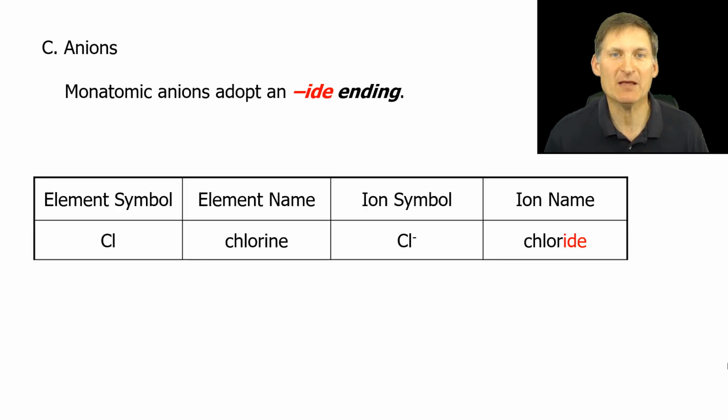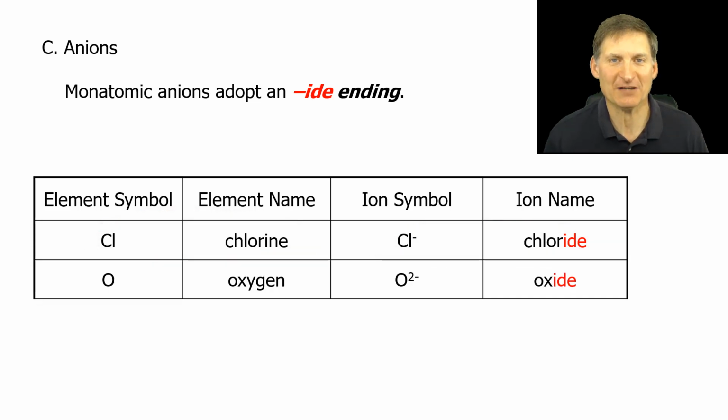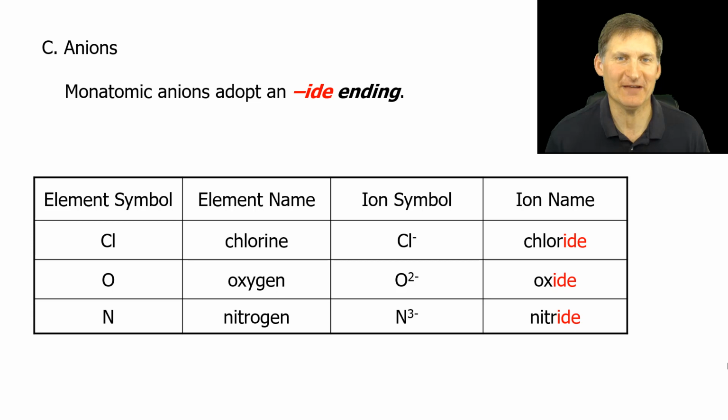Last thing, naming monatomic anions. Unlike cations, in this case you do change the ending. Monatomic anions end in IDE. So chlorine here, when it's neutral, becomes chloride here when it's negative. Oxygen becomes oxide, nitrogen becomes nitride, and so on. Remember, except for the common names, cations keep their usual name, but anions end in IDE.